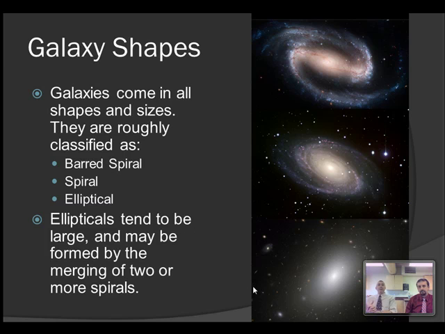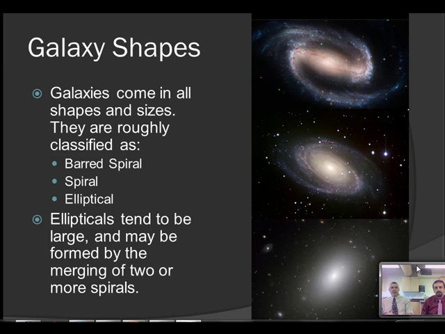Okay, the shapes of galaxies. They come in a variety of shapes, and we can group them. We've got these spiral galaxies that just look like spirals. Water going down the drain. Yeah, kind of.